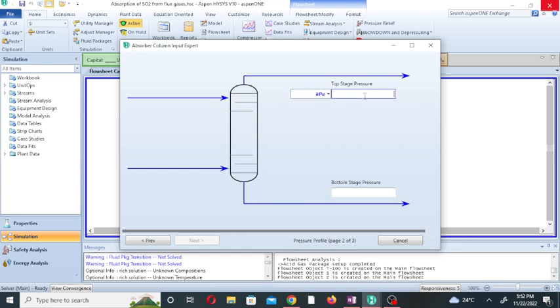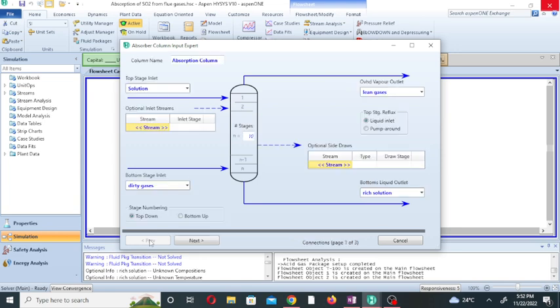Next, come to the next. Now the top pressure. What is the top pressure? It is given in the question that there are 16 trays. So go to previous to add the number of stages. This is 10 number of stages. In the question there are 16 stages. So 16 stages.